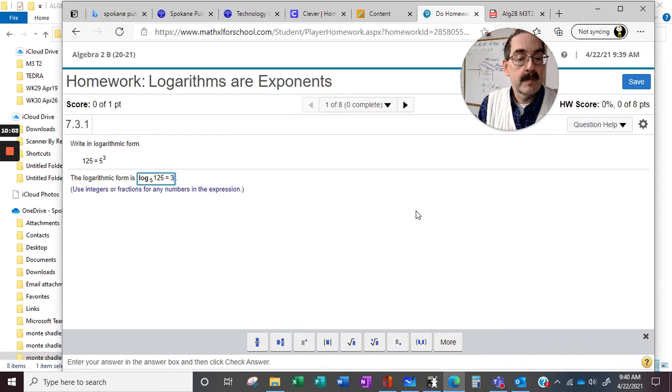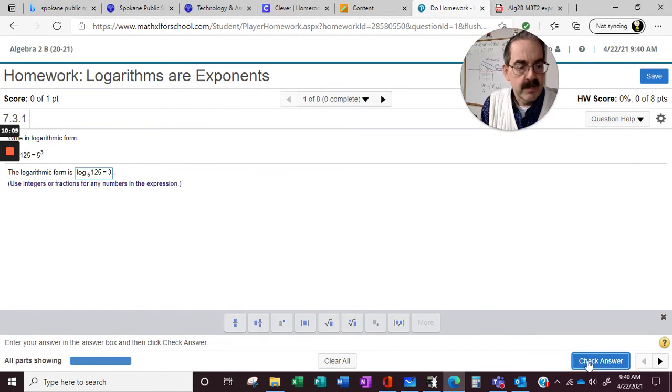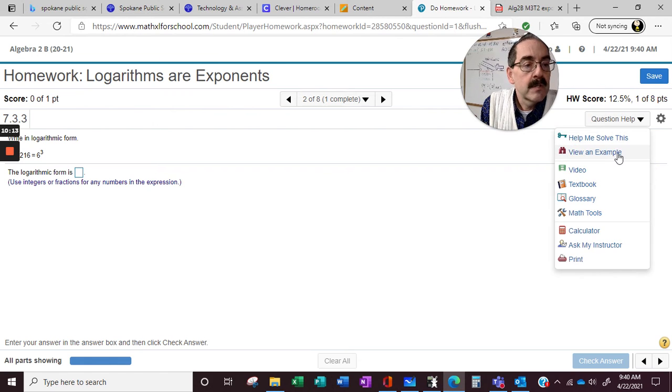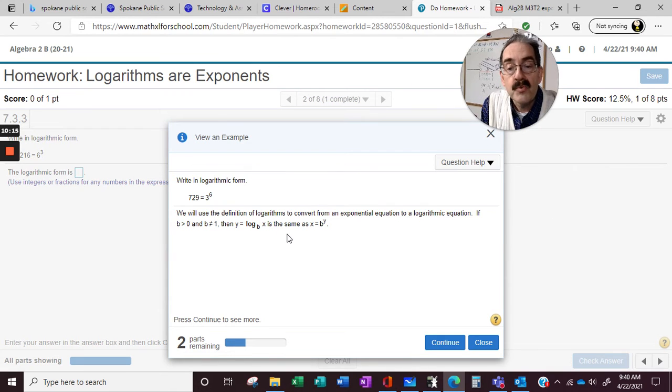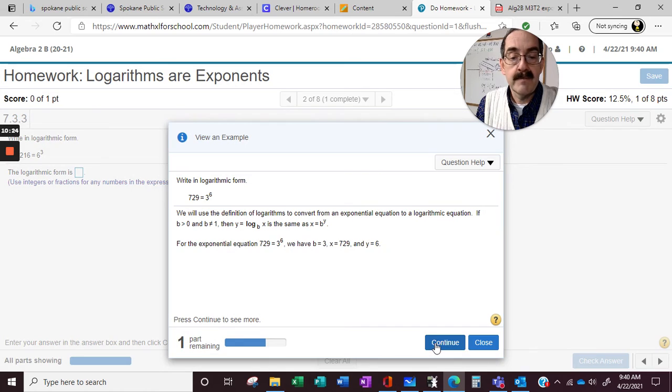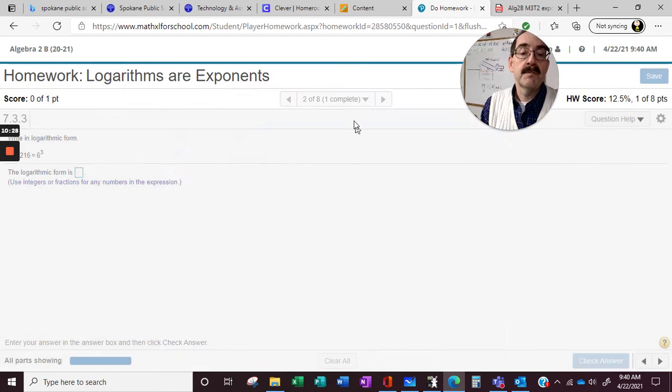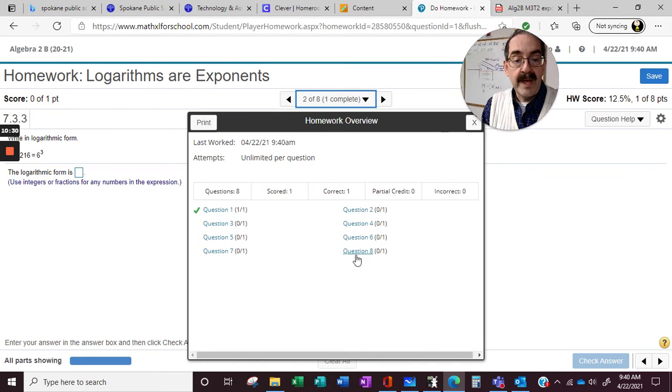Okay? All right, so why can't we see? There it is. Check our answer. Okay, well done. If that's not helpful, view an example, translate. Log base b of x is the same as x equals b to the y power, and they show you how to translate. Okay, and we're just rewriting it, preparing ourselves so we can solve for that exponent.